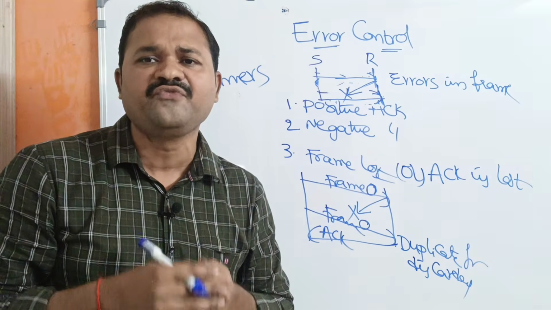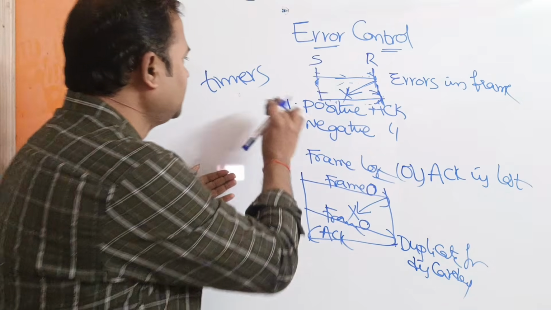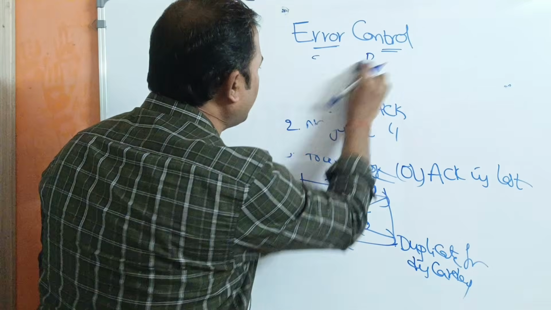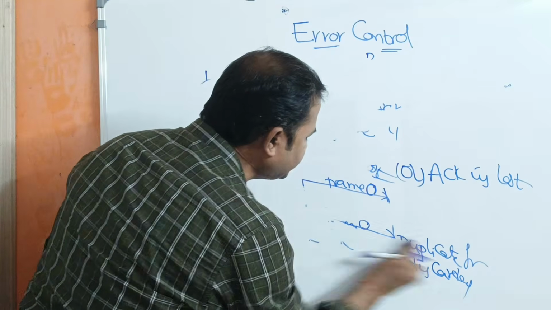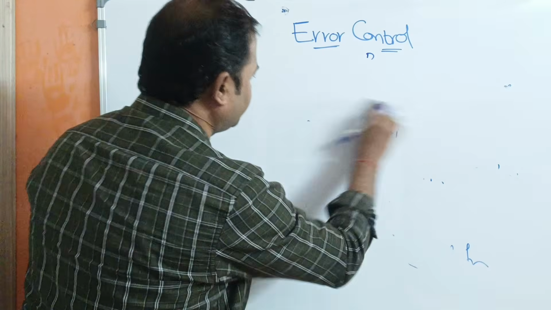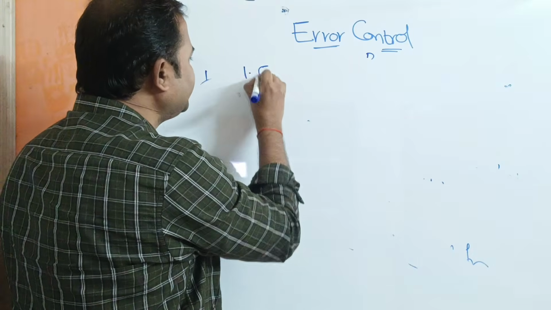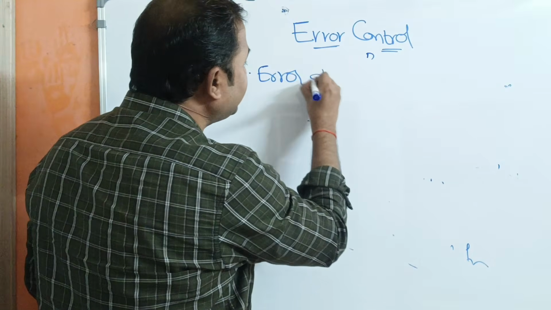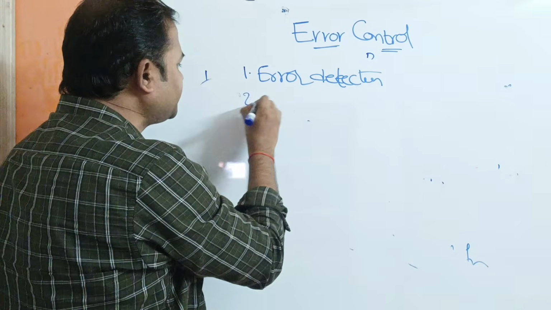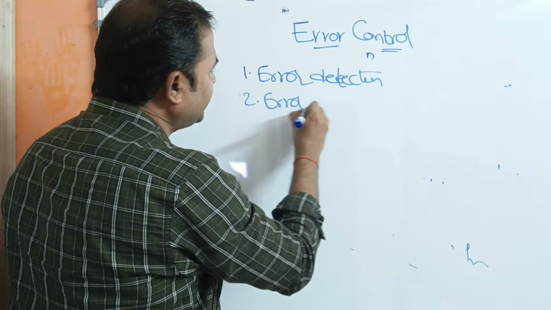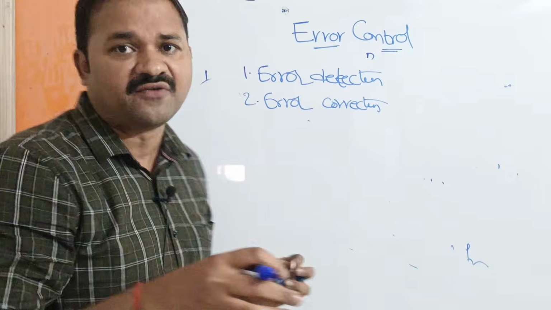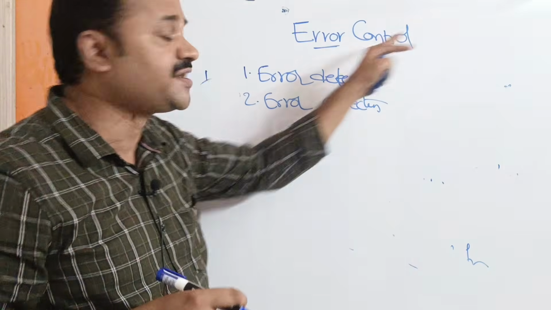Now let's see how we can control these errors. In order to control these errors, we use two approaches. The first approach is error detection. Second approach is error correction. So errors can be controlled in two ways. First one is error detection. Second one is error correction. In this video, our major focus is on error control only.